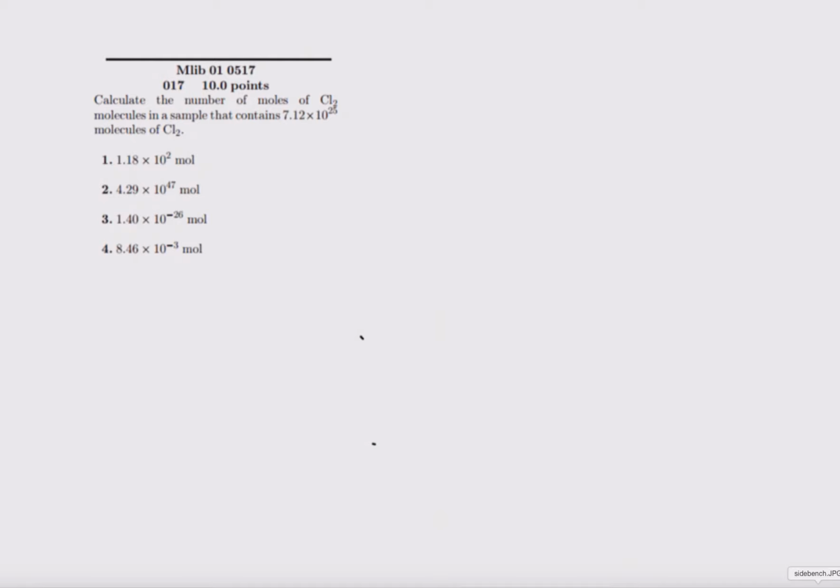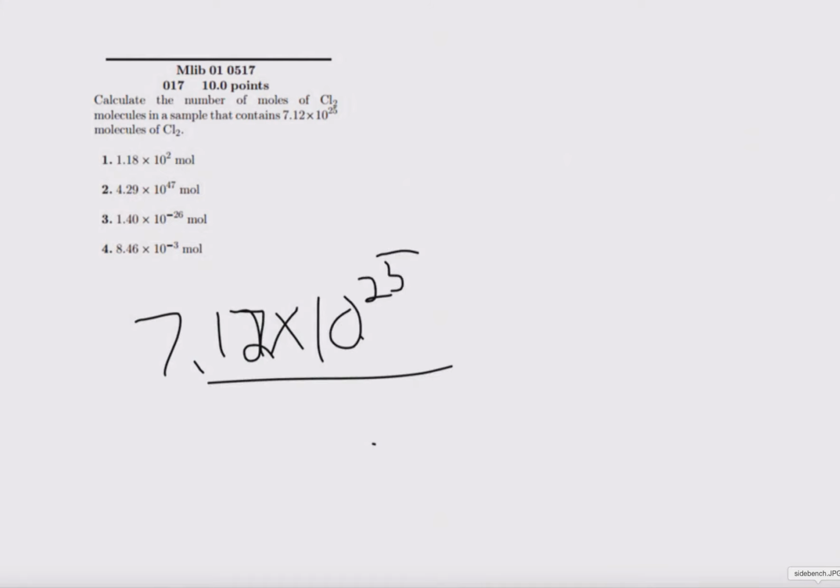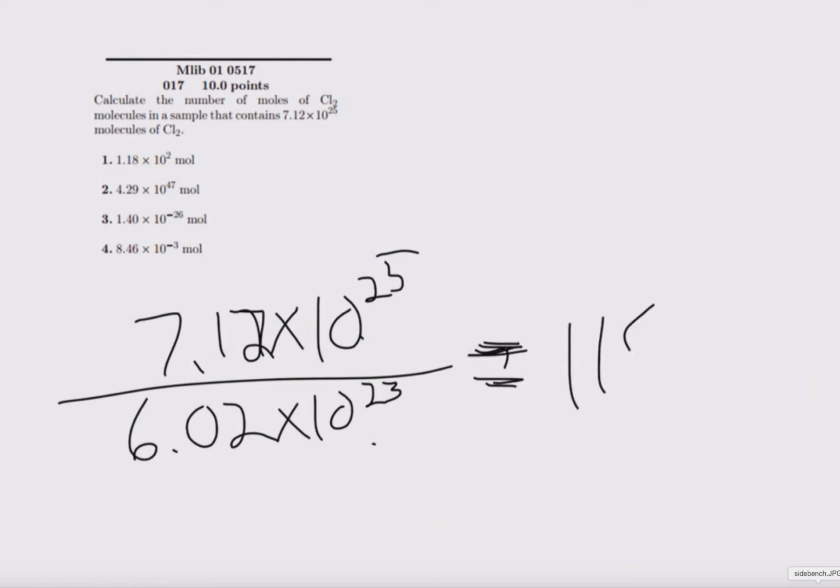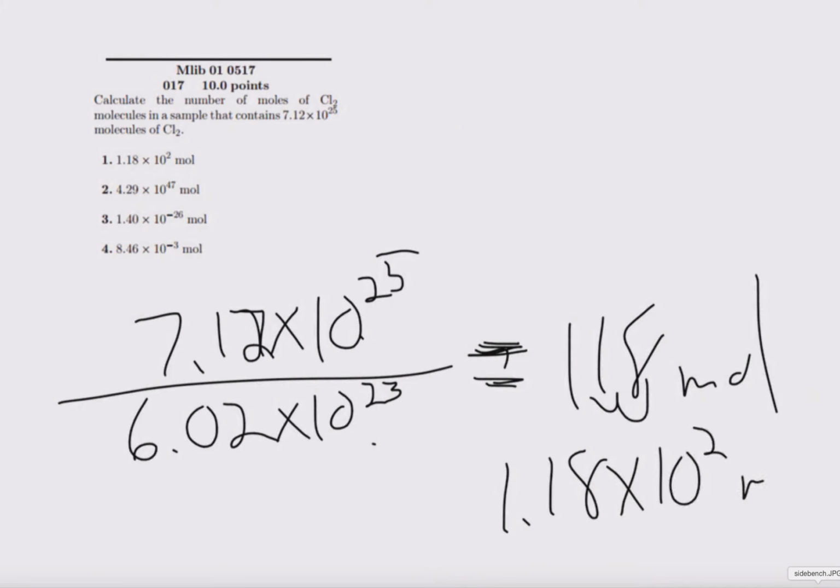How many moles are there in a sample that has 7.12 times 10 to the 25th molecules of Cl2? So we're going from molecules to moles, which means we're going to divide the number of molecules by 6.02 times 10 to the 23rd. And when we divide 7.12 by 6.02 with the scientific notation, we end up with 118 moles. And then if we put that into scientific notation, it is 1.18 times 10 squared moles, which is the first choice on this list.